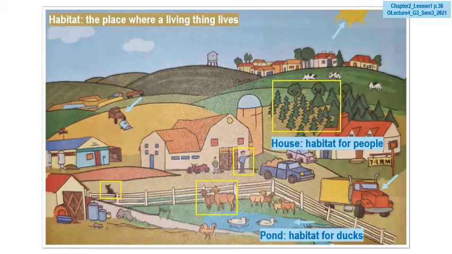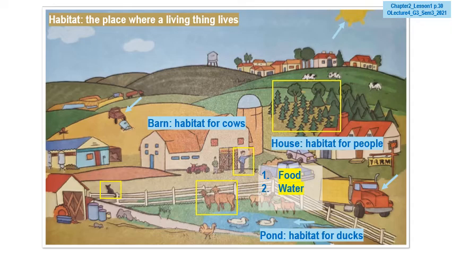We have this pond as a habitat for the ducks. And we have the barn as a habitat for cows. Tell me now, how do plants and animals use this place or this environment? People and animals share the sources of food, they use the sources of water, and they also use the sources of oxygen in this ecosystem.